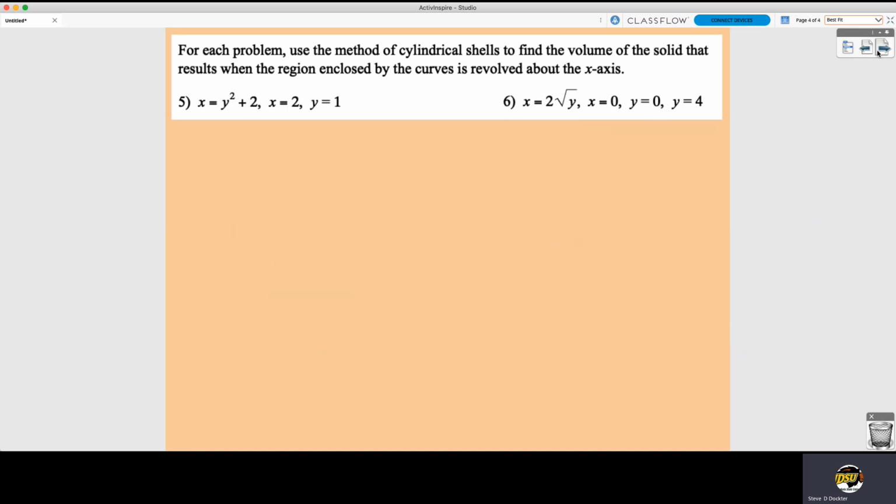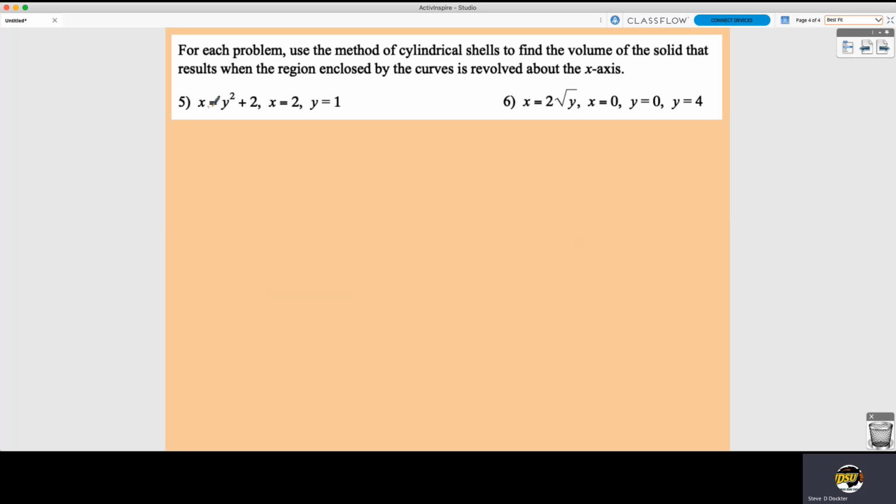No, we're not done. It says page 4 of 4 up there. All right, let's go. Take a look at this one. How is this one different? It's revolving around the x's instead of the y's. So you do all of the same stuff here. Let's take a look at this first one.